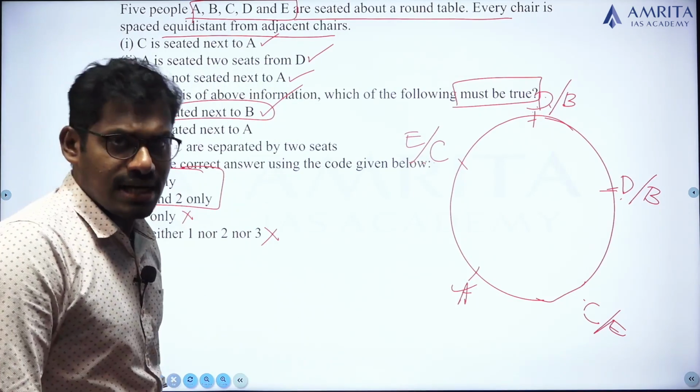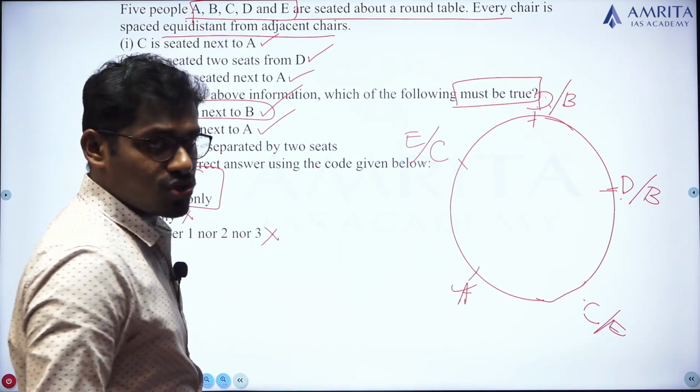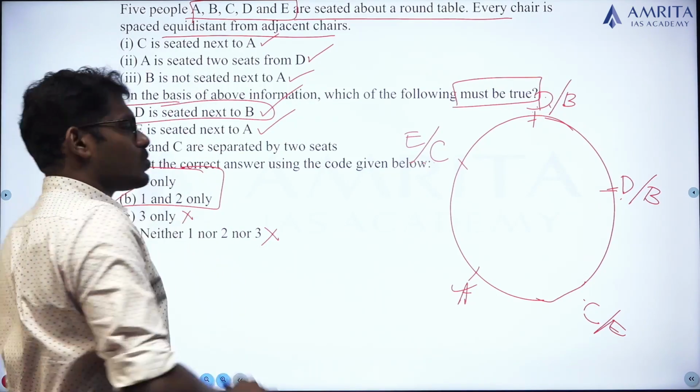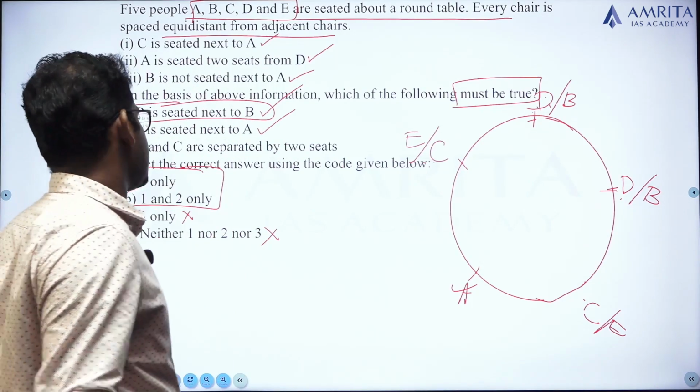E is seated next to A. Yes, that's correct. That can be a definitely possible case. So statement 2 is also correct. So statements 1 and 2 are correct. We need not check the last statement. However, let's check the last statement.